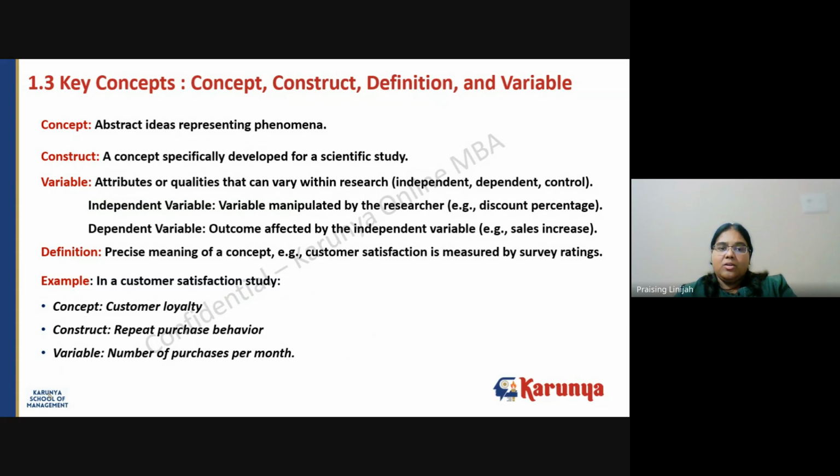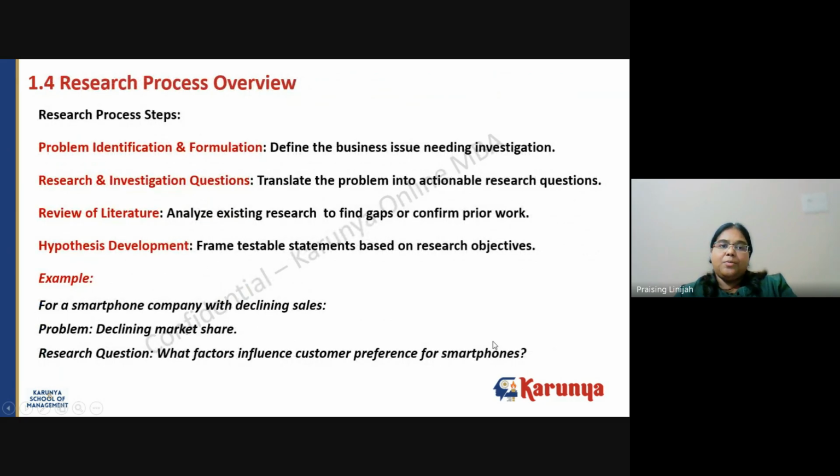For example, when we take the concept of customer loyalty, the concept is customer loyalty, whereas the construct would be repeat purchase, or buying again and again, purchase behavior being repeated. Whereas the variable is the number of purchases per month or, say, per quarter. So when we put these concepts together, this will lead to the development of a hypothetical statement which can be analyzed further.